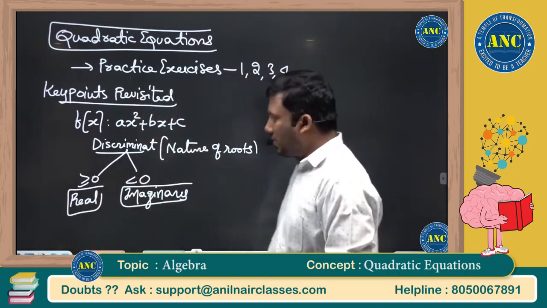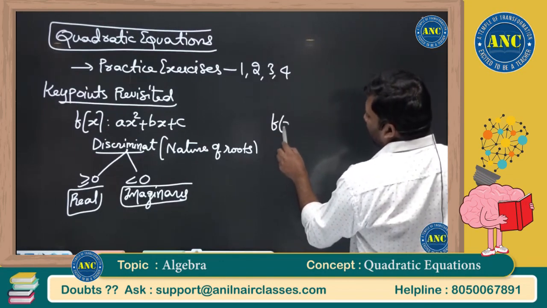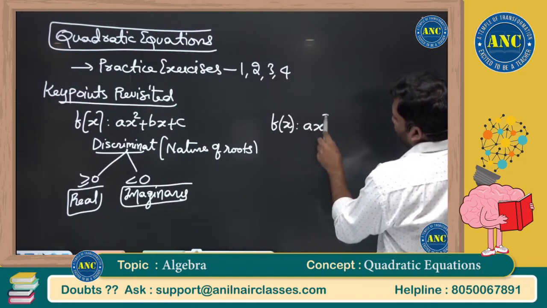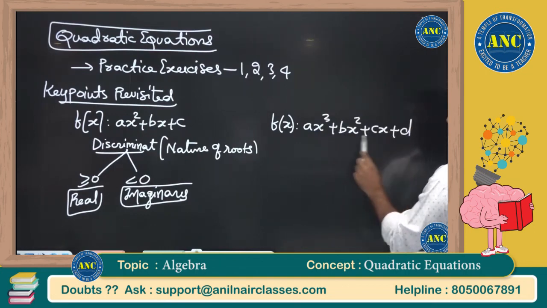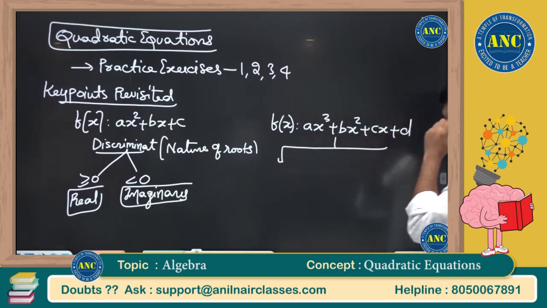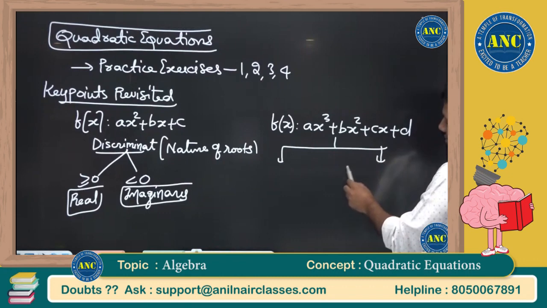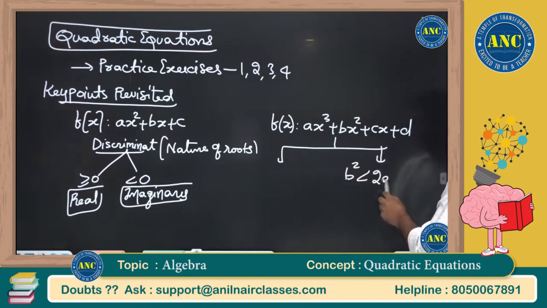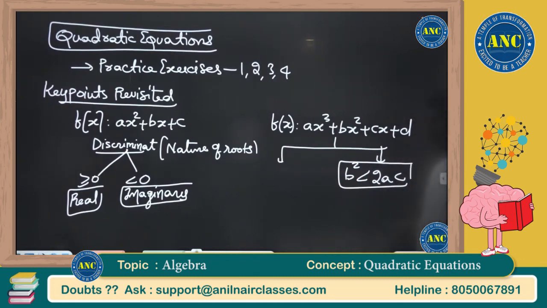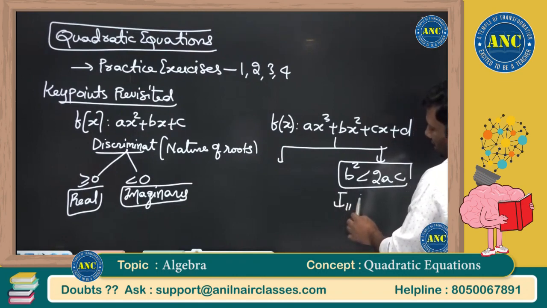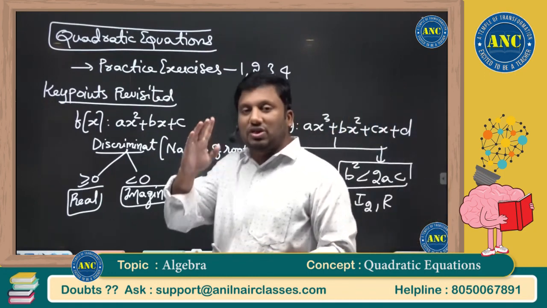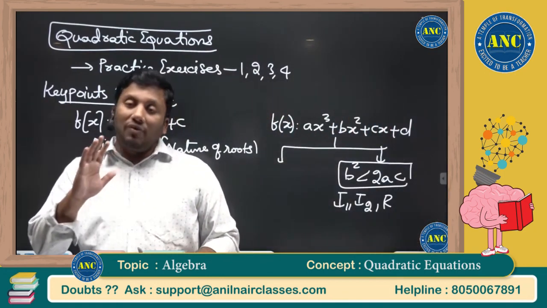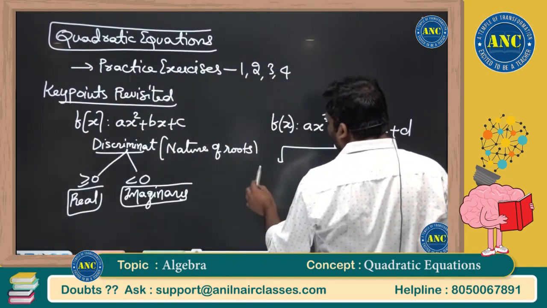This is for a quadratic expression. Listen carefully. If it is a cubic expression, ax cube plus bx square plus cx plus d, the degree of this equation is 3. That means it can have a maximum of 3 roots. What is the condition for the roots to be imaginary in a cubic equation? b square less than 2ac. That is the condition for the roots to be imaginary. Imaginary and its conjugate, another real. You cannot have a cubic equation with one imaginary root. Imaginary roots will always occur in pairs.